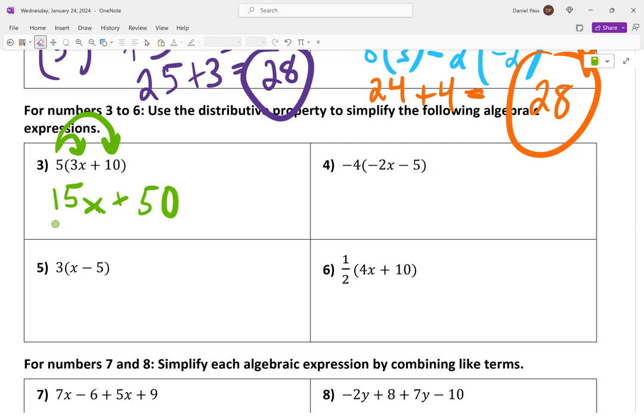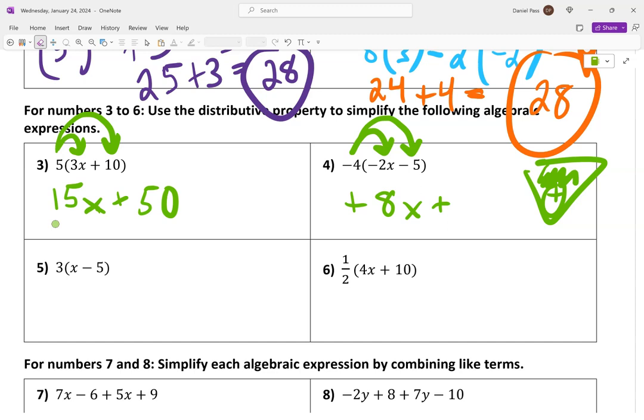Okay, how about the next one? So you have the negative 4, and you do the arrow to negative 2x, and you do Dorito Man because both of them are negatives. Right, negatives. And they equal a positive. So you would get positive 8, and you have the x, so you keep that right there. Then you do the negative 4 times negative 5. You do the Dorito Man, and since it's 2 negatives, it would be a positive, and you'd get plus 20.